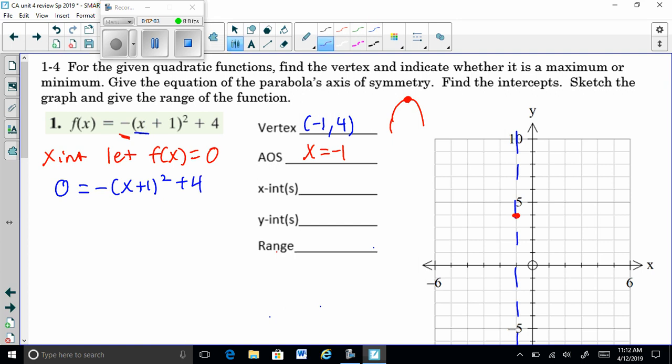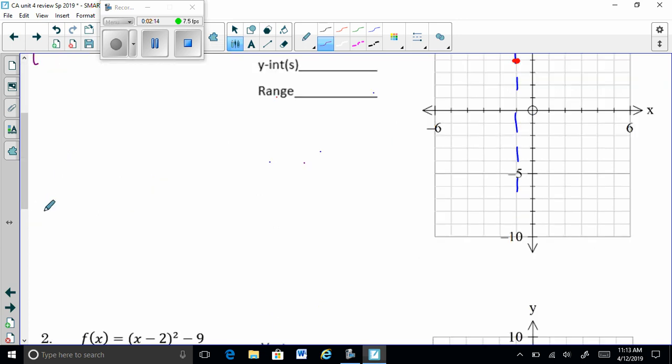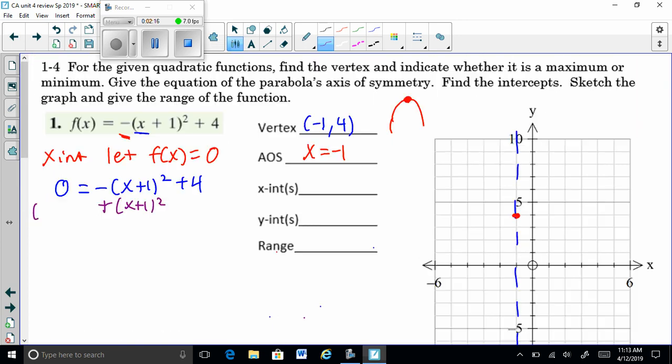And so we need to solve this. There's a couple of different ways you could approach this, but the easiest path would actually be to add x plus 1 squared to both sides. Oops, the wrong button. So let's see, we're going to add x plus 1 squared over here also. So that'll cancel out. So now you have x plus 1 squared equals 4.